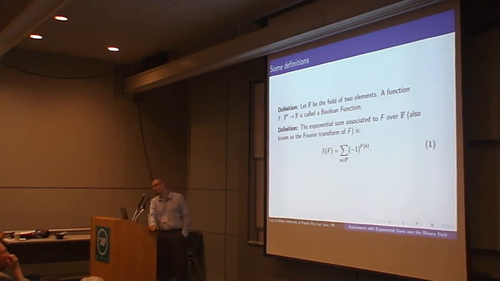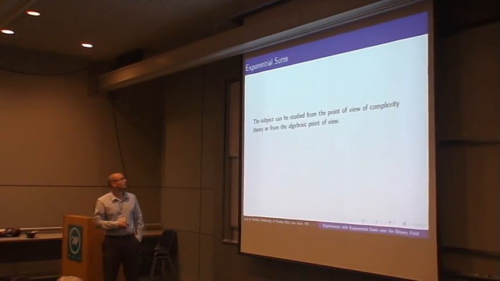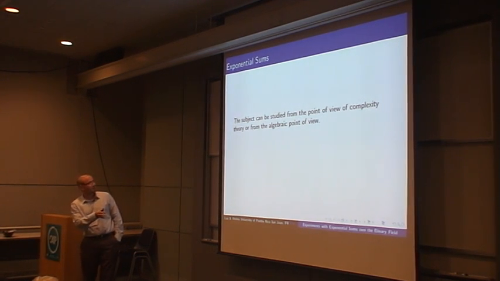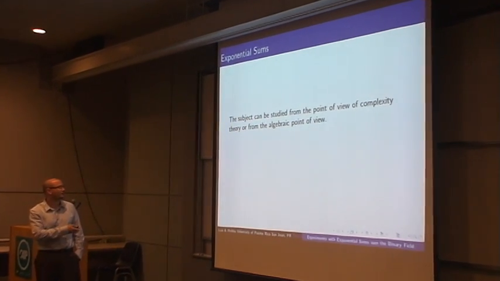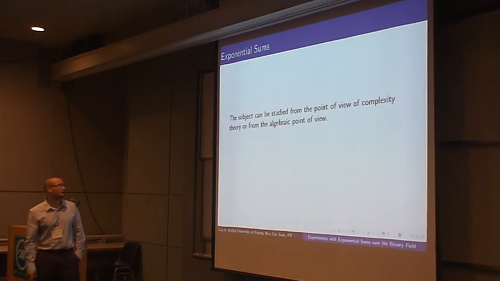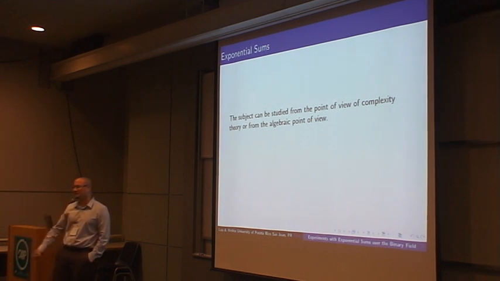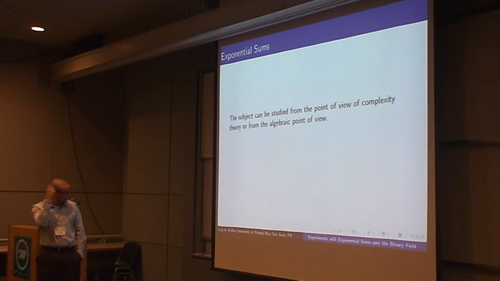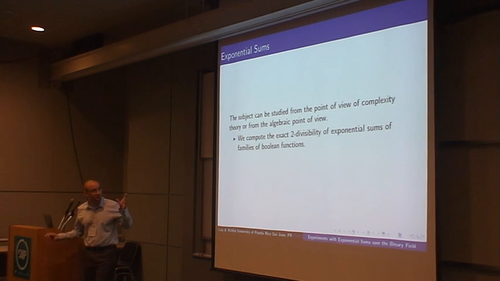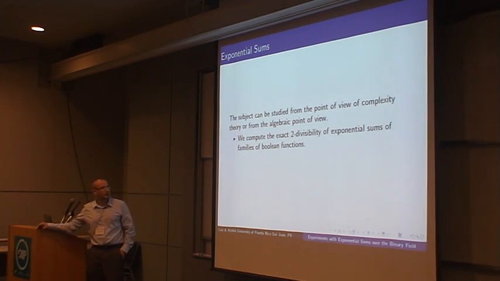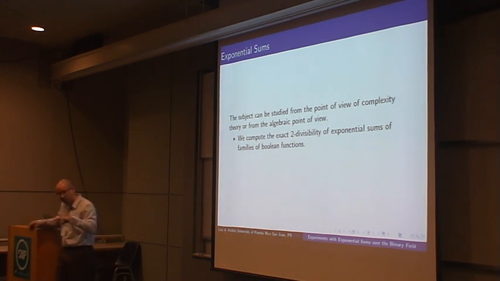It's also known as the Fourier transform of the function. Now, the subject can be studied from the point of view of complexity theory or from the algebraic point of view. The one that I started studying was the algebraic point of view because I like evaluation. That's something that I got from my advisor. So I got that bug. We have a paper where we compute exact 2-divisibility for exponential sums. Basically what we did was extend a method called the Moreno-Moreno covering method.